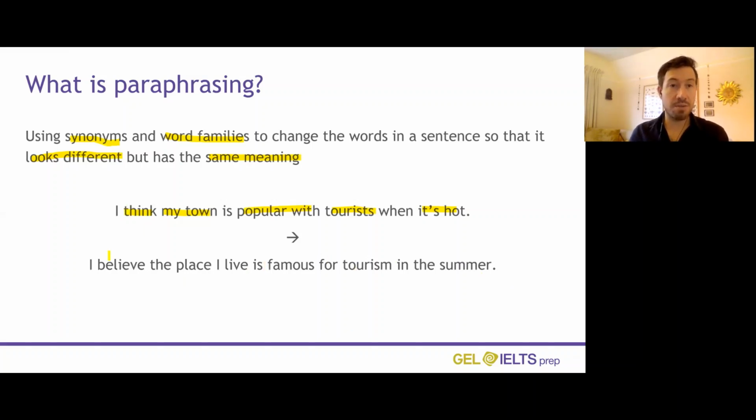Okay, so we've got think, we've changed to believe. My town, we've changed to the place I live. Popular with, famous for. Tourists, we've not used a synonym, but we've changed the word family. We've changed it from tourist to tourism, and when it's hot and in the summer are synonyms. So that is what we mean by paraphrasing. We're changing some of the words, or changing most of the words, but we're not changing the meaning.